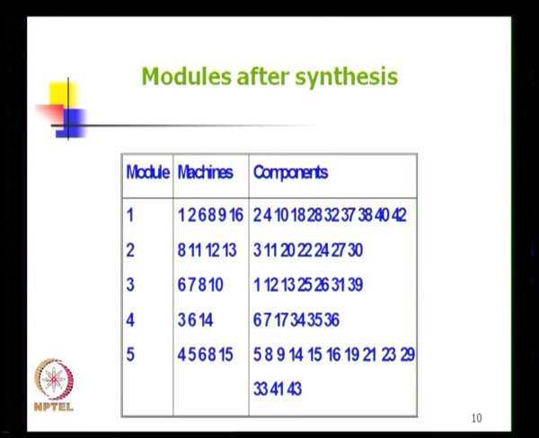So, each cell. Now this word module can be replaced by a cell. There are 5 machine cells. Each component is made exactly in one cell or is assigned to one cell. The ownership of this component is on that cell. Machines 6 and 8 alone have to be duplicated.